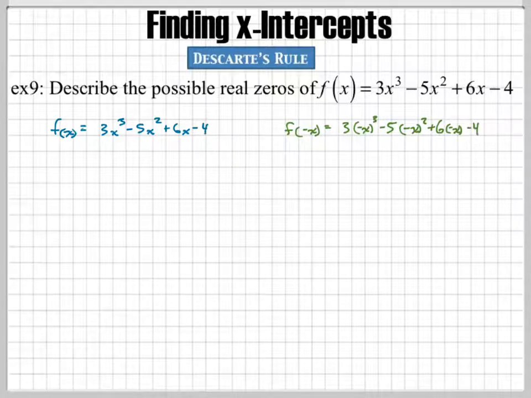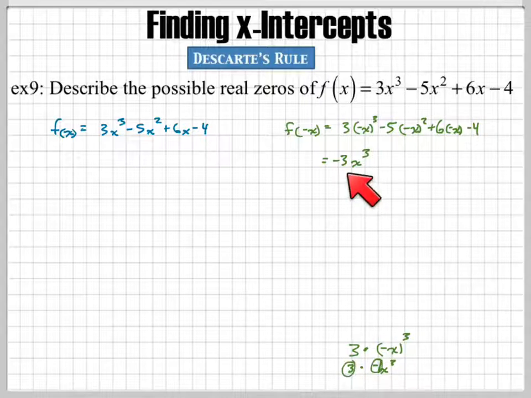Now plugging in a negative x, let me simplify it now. Negative x raised to the third power would be negative x to the third, so you would get negative 3x to the third. And I'm afraid I'm going to lose people on that one, so I'm going to do this over here. 3 times negative x to the third. This would be 3 times negative x raised to the third power. So that's a negative 1 right there, so I go 3 times negative 1, and that's what gives me this. Negative 3x to the third.